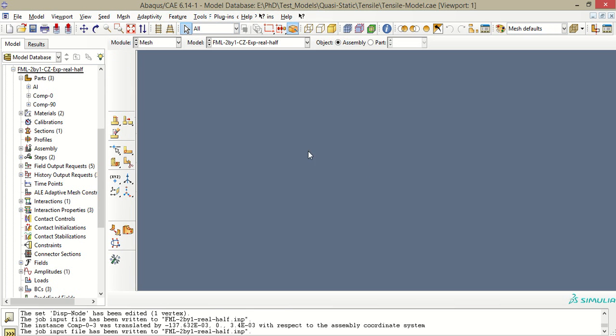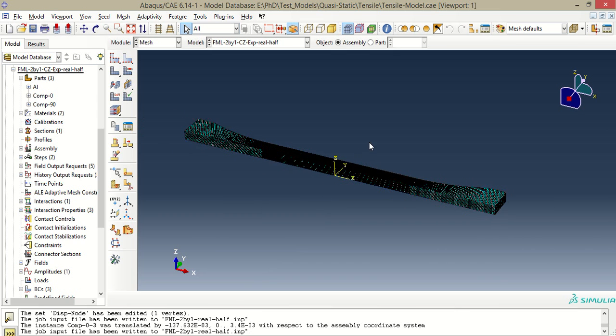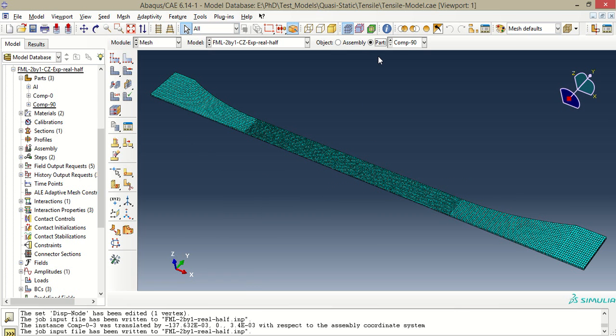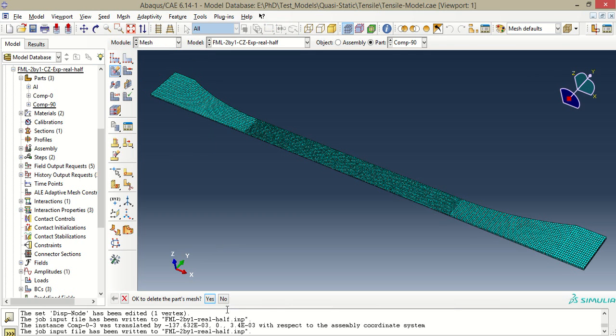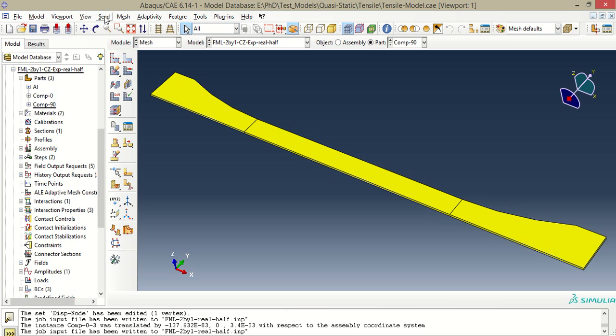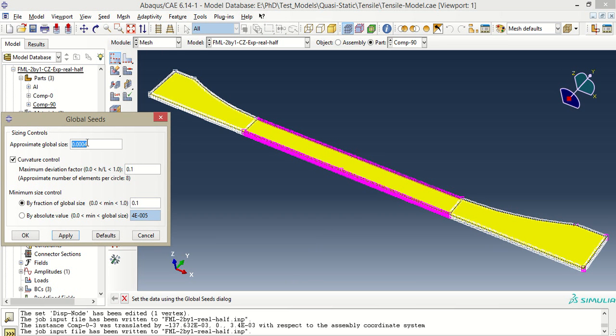Now similarly I'll use the mesh module. This is already made, but I'm going to create one for you. First of all I'll delete the mesh. So I've seeded this part using 0.4 mm element size. So in 0.4 mm I've meshed all of the elements of any one layer, and similar meshing is applied on all the other layers.